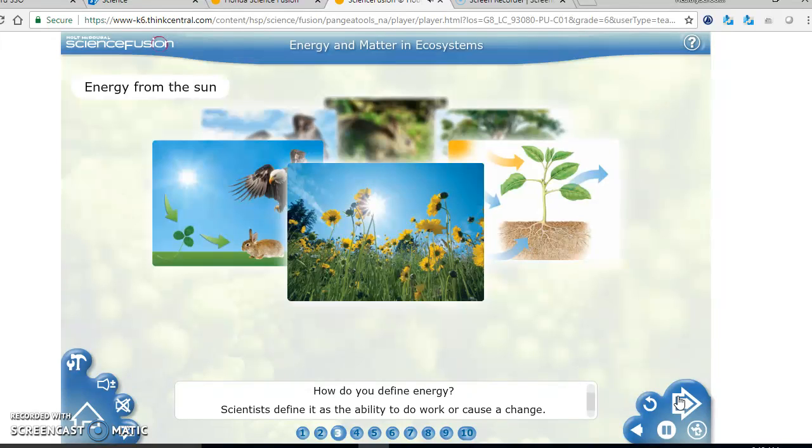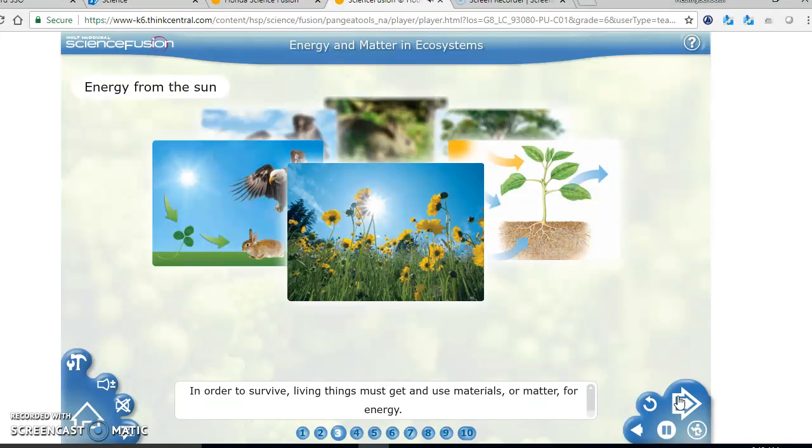How do you define energy? Scientists define it as the ability to do work or cause a change. For example, the energy from food allows animals to move and grow. Matter, on the other hand, is anything that has mass and volume. Matter exists ordinarily as a solid, liquid, or gas. In order to survive, living things must get and use materials or matter for energy. Click on the slides to see how plants and animals use matter and energy in an ecosystem.